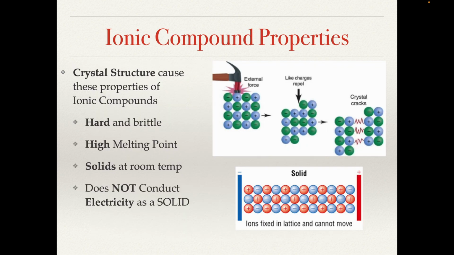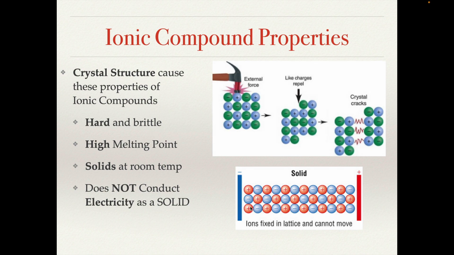Because of that crystal structure, we get some properties from ionic compounds. First, they're very hard and they're brittle. They have high melting points, they're solids at room temperature, and they do not conduct electricity in their solid form. Because of this plus-minus repeating pattern, they're locked in a rigid structure, which makes them very hard. But if you hit them hard enough, instead of sliding and bending like metals can do, when the two pluses get close to each other, they repel and it creates a cracking. That's what makes them brittle.